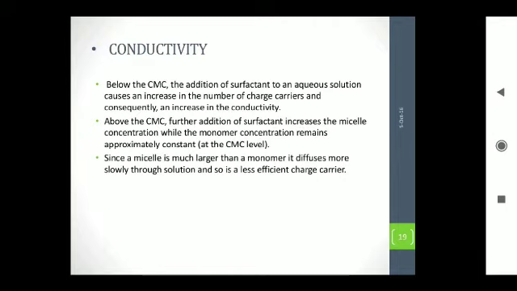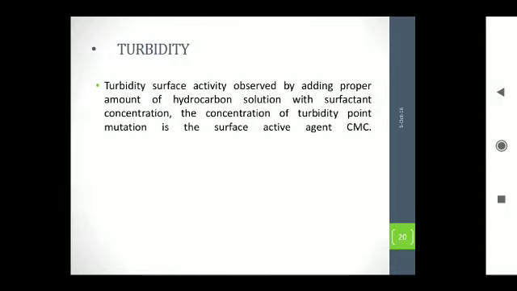Conductivity. Below the CMC, addition of surfactant to an aqueous solution increases the number of charge carriers and consequently increases the conductivity. Above the CMC, further addition of surfactant increases the micellar concentration while the monomer concentration remains constant. Since a micelle is much larger than a monomer, it diffuses more slowly through solution and is a less efficient carrier. Turbidity.